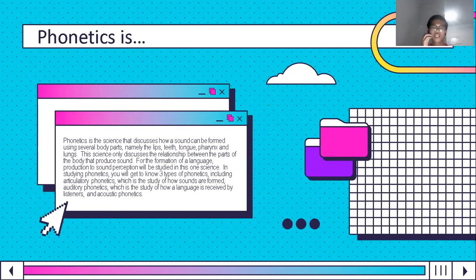In studying phonetics, you will get to know three types of phonetics. The first is articulatory phonetics, which is the study of how sounds are formed. The second is auditory phonetics, which is the study of how language is received by a listener. The third is acoustic phonetics.